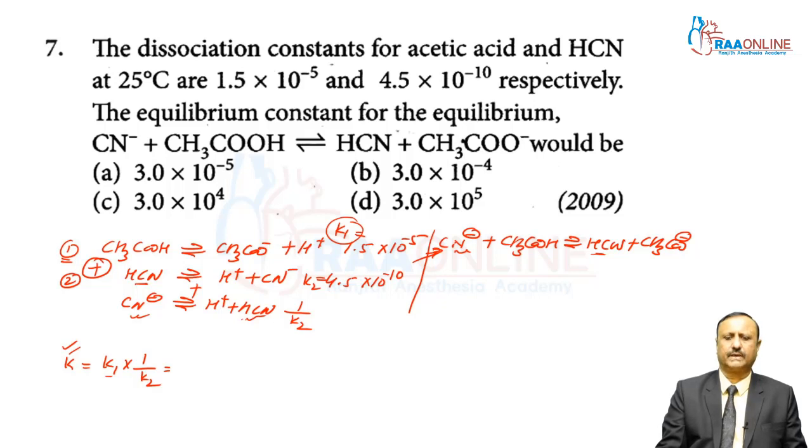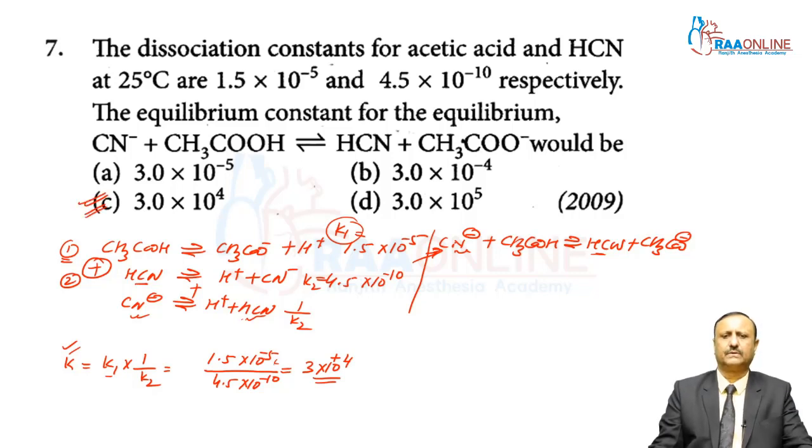What is the value of K1, my dear students? The K1 value is 1.5 into 10 to the power minus 5. What is the value of K2? The value of K2 is 4.5 into 10 to the power minus 10. So, this is multiply and divide, and you get 3 into 10 to the power minus plus 4, because minus 10 goes to the upper side and minus 5 goes to the lower side. Then you get 3 into 10 to the power 4. So, my dear students, for question number 7 the answer is C, 3 into 10 to the power plus 4.